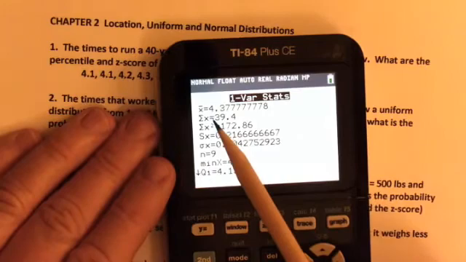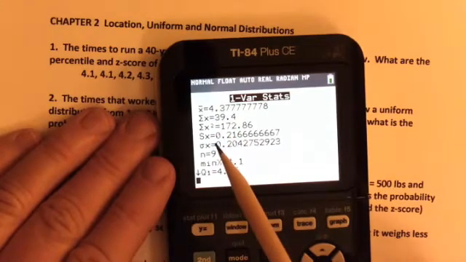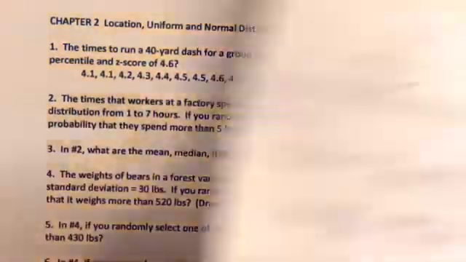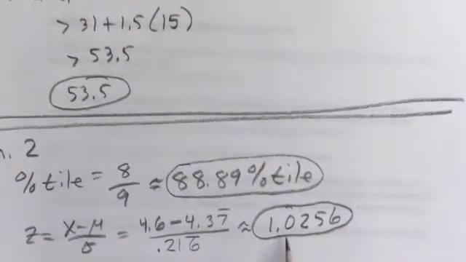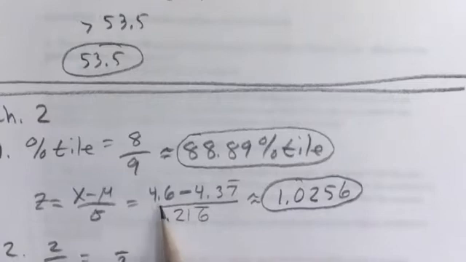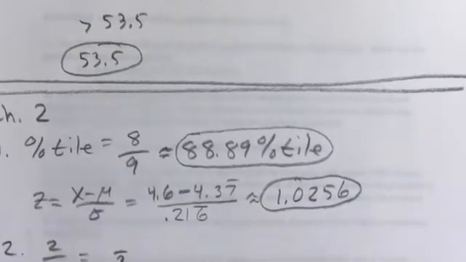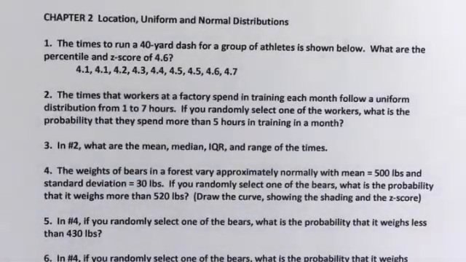And so there's the mean, 4.37 repeating, and there's the standard deviation, 0.216 repeating. Now we just plug that into the formula for z-score. There's my z-score. So my value, 4.6, is a little more than 1 standard deviation above the mean, which is above average, but it's not freakishly so. All right, so that's it for number 1.